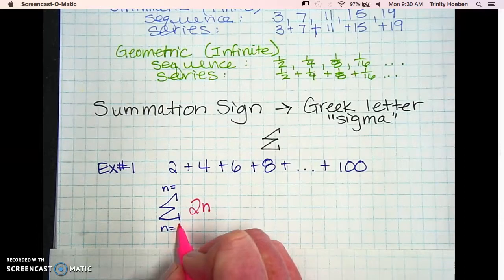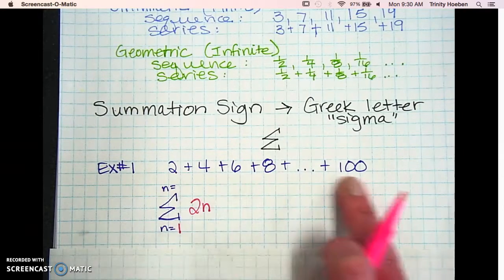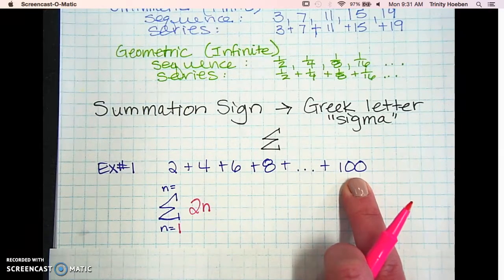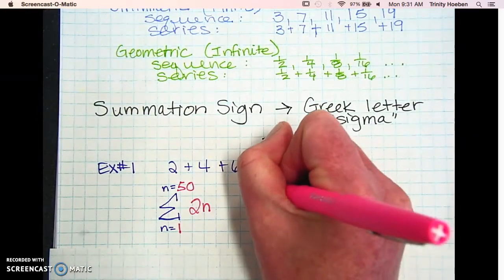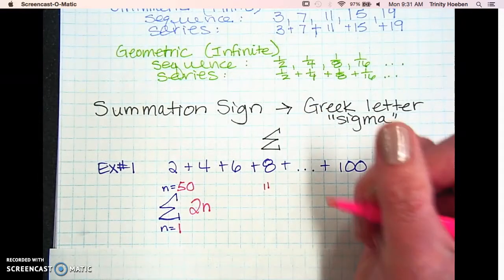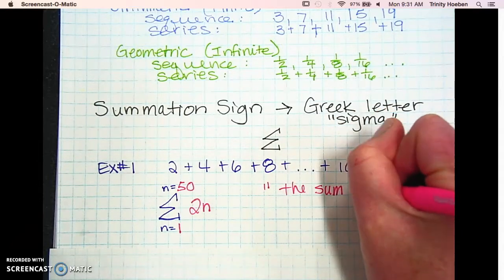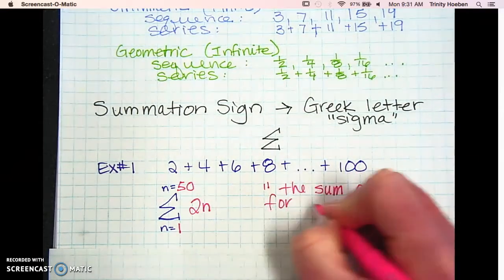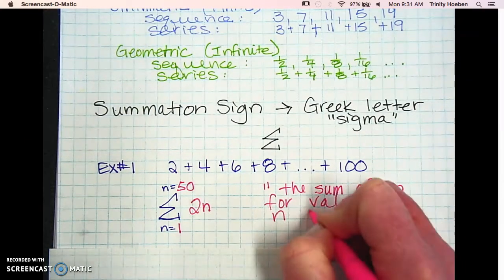And we started with 1, so that's the number you put down here. You say n equals 1. How many times are we going to do it to get to 100? 2 times what is 100? 50. And so if you were going to read this, you would say the sum of 2n for values of n from 1 to 50.